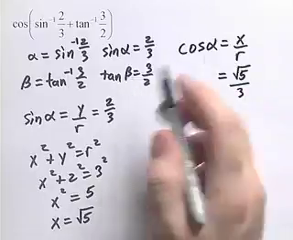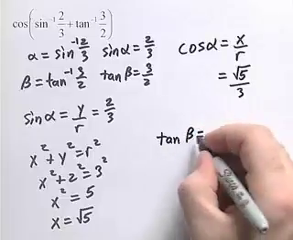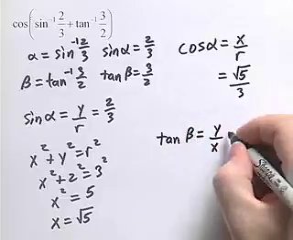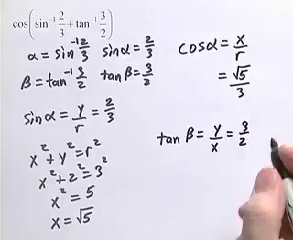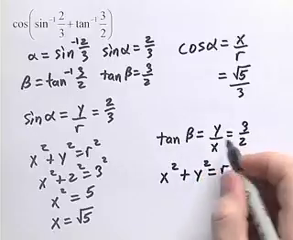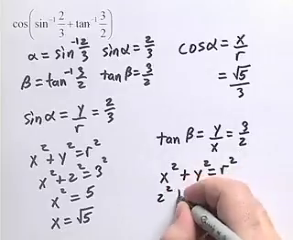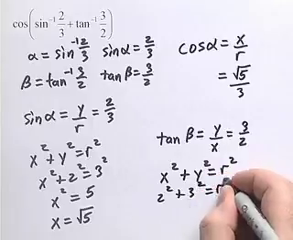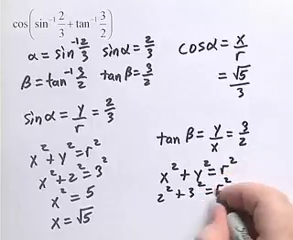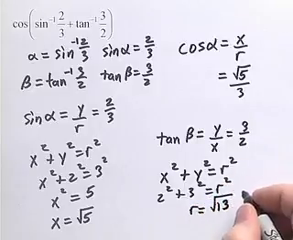We're going to work on beta now. We know that the tangent of beta is equal to y over x. In this case, we have 3/2. Again, consider a circle of the form x squared plus y squared equals r squared. In this particular case, y is 3 and x is 2. So we have 2 squared plus 3 squared equals r squared. Solving this for r, we get that r is equal to the square root of 13. Now that we've found the tangent of beta, we also need to find the sine of beta and the cosine of beta so that we can finish our problem.